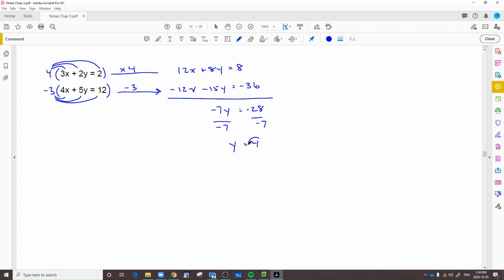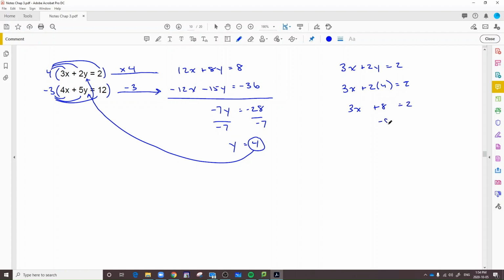Once you know that y is 4, you take that 4 and you substitute it back into one of your two equations and solve for x. I'm going to take my top equation, 3x plus 2y equals 2. I'm going to sub in for y, a 4. And I'm going to solve for x. So I get 3x plus 8 equals 2. I'm going to subtract 8. I get 3x equals -6. And I'm going to divide each side by 3, and I get x equals -2.